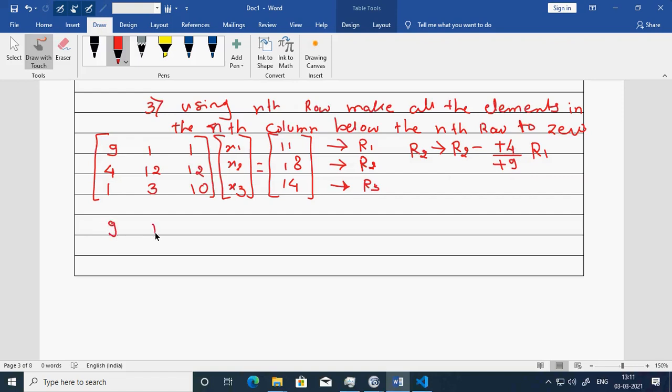This 4 will always be in the numerator and this 9 will always be in the denominator. If I perform this operation, what am I going to get? Nothing happens to row number 1, it stays 9. R2 is 4 minus plus 4 by plus 9 times R1, which is 9. So the result is 0. This is how I got the 0 here. Next is R2 is 12, minus plus 4 by plus 9, and R1 is 1.